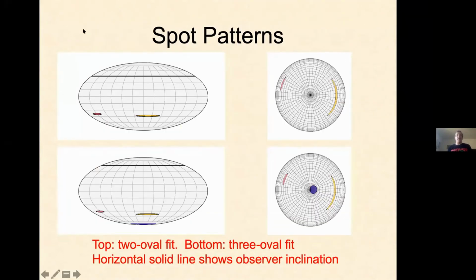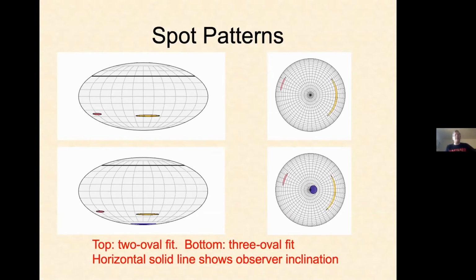We also have spot patterns. I mentioned these earlier. The top row is for the 2 oval. The bottom row is for the 3 oval. In the left-hand panels, we see an equal area equatorial projection. This horizontal line at the top represents the observer, or R, colatitude on the surface. And here are the two different spots. On the right-hand side, you see a south polar projection, and it's obvious that at least one, and maybe both of these, are in fact not circular. This is intriguing.